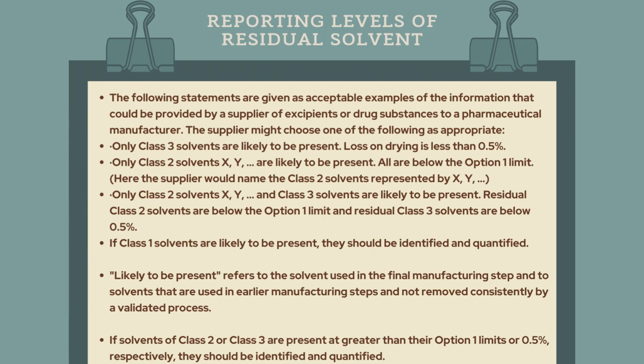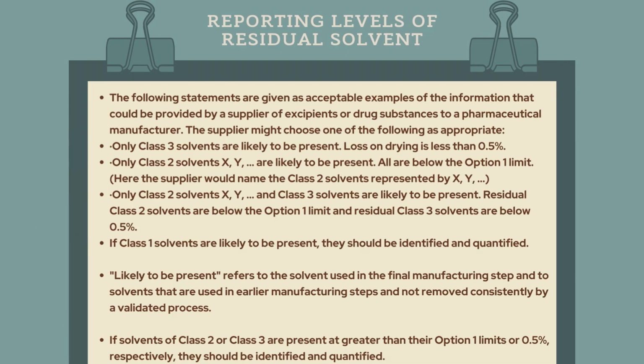Only Class 3 solvents are likely to be present. Loss on drying is less than 0.5%. Only Class 2 solvents X, Y are likely to be present. All are below the Option 1 limit. Here, the supplier would name the Class 2 solvents represented by X, Y. Only Class 2 solvents X, Y, and Class 3 solvents are likely to be present. Residual Class 2 solvents are below the Option 1 limit, and residual Class 3 solvents are below 0.5%.